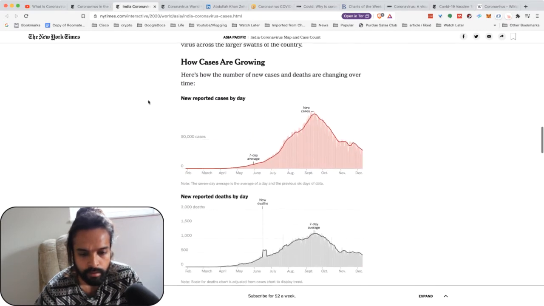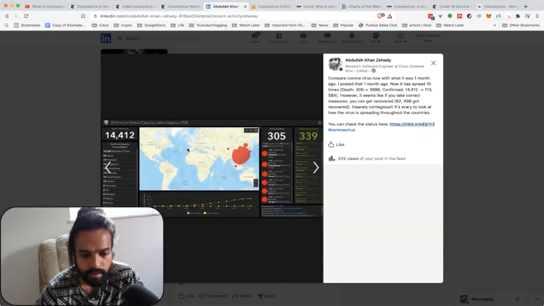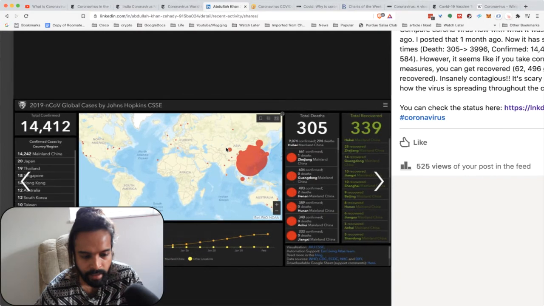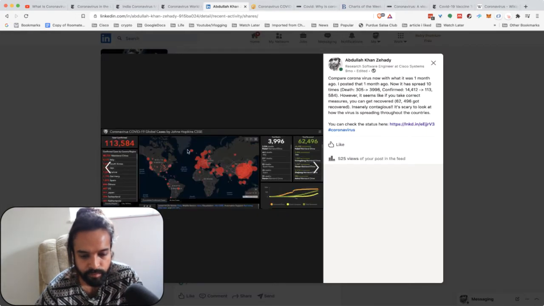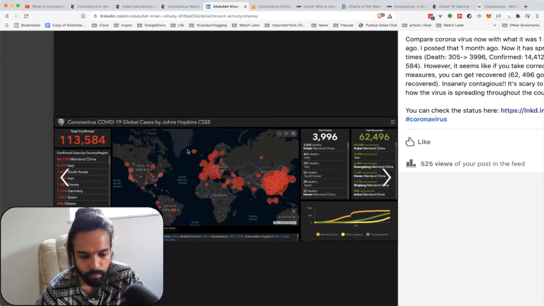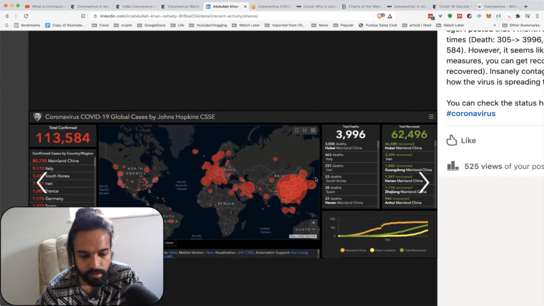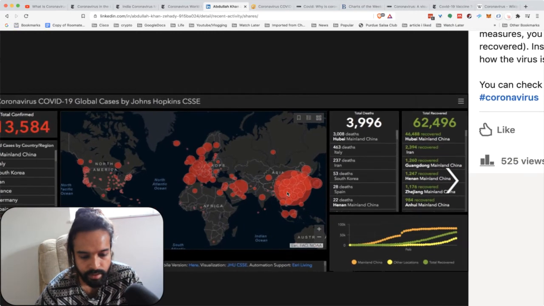And then this is one post that I made almost 9 months ago. As you can see, this is how coronavirus impact looked like. This is a Johns Hopkins website that I'll show. As you can see, it was basically in Asia, and the United States had no impact whatsoever. And now, I posted maybe 1 or 2 months ago, this is how it looked 2 months ago. So as you can see how coronavirus has spread.